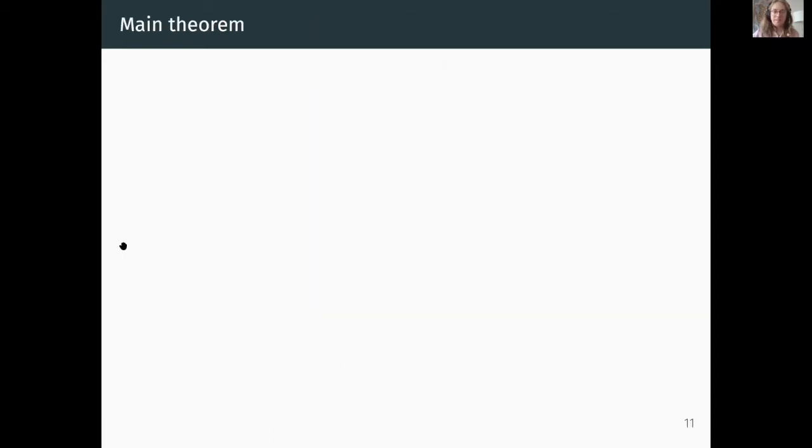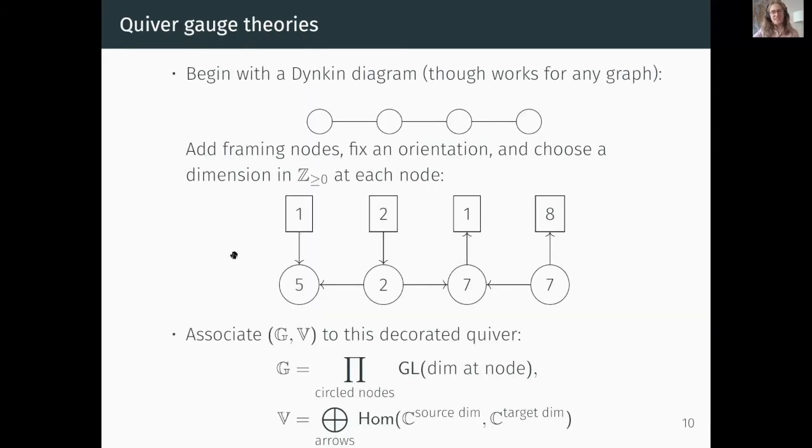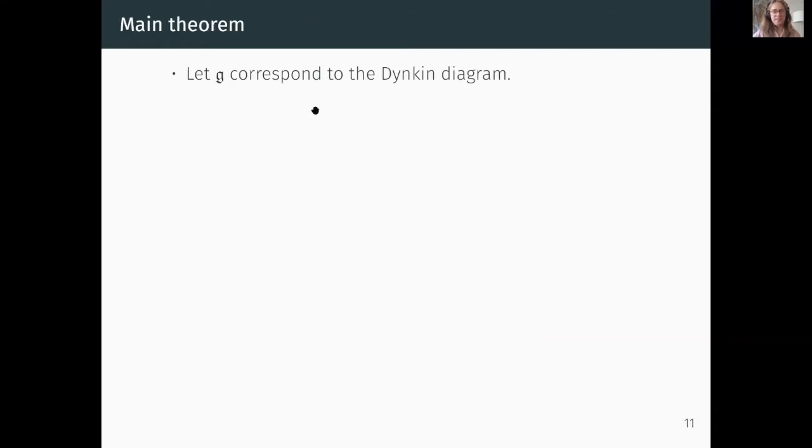Okay, a little bit more notation. I want to take this data and turn it into something Lie theoretic. We've fixed the Dynkin diagram, so here we have, say, SL5, so there's some G corresponding to that. But actually, you can allow simply laced Kac-Moody Lie algebras. In fact, you can allow any quiver, so you can imagine some sort of generalization of that, where you have loops or multiple edges and so on.